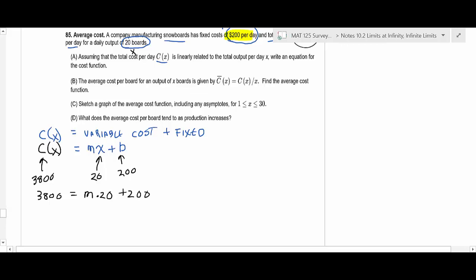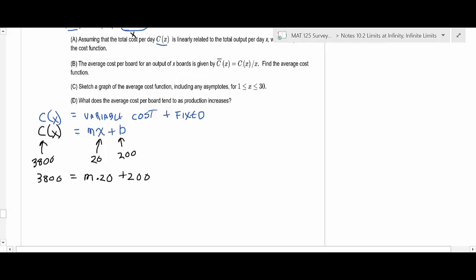Okay, like that. Now what you want to do now is you want to go ahead and solve that equation. You want to get m by itself on a side. So we could subtract 200 from both sides. That's one way to do that. Okay, that'll give 3,600 is equal to 20m. And then what would you do? Of course, divide by 20.